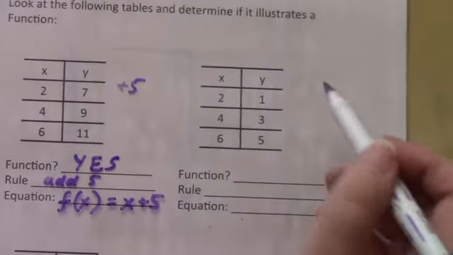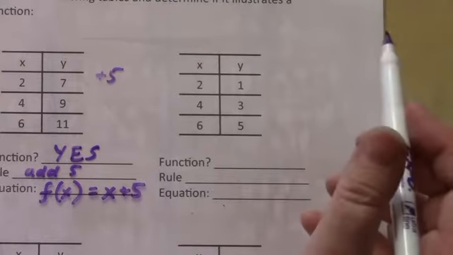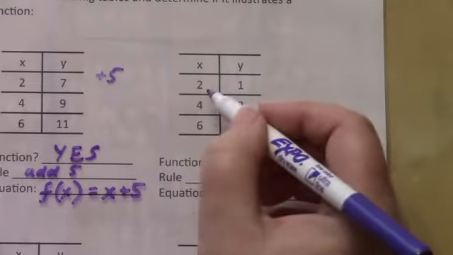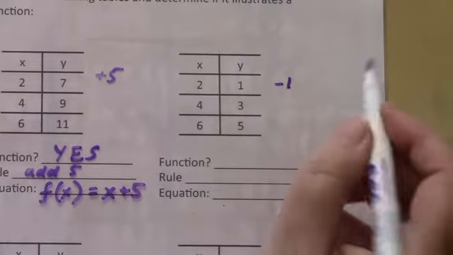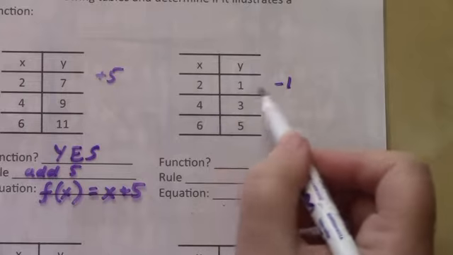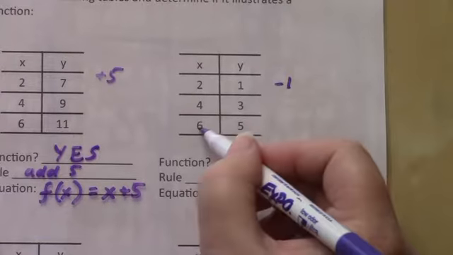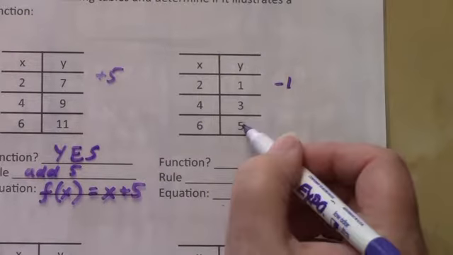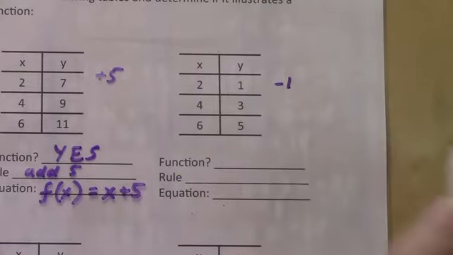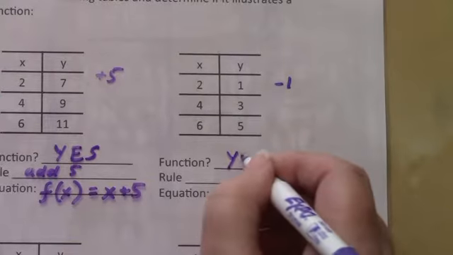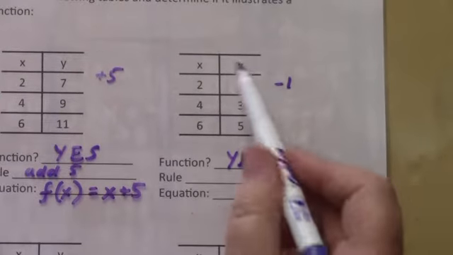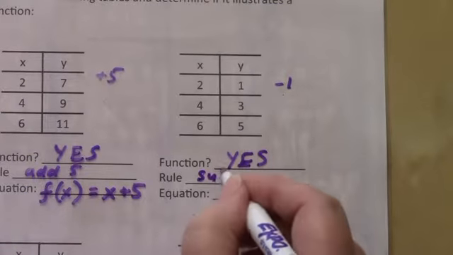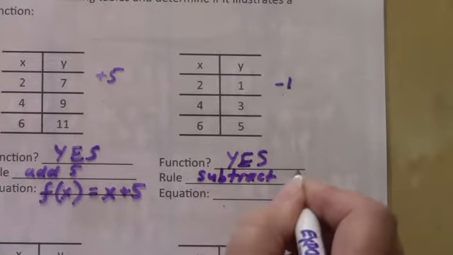So let's take a look at this one. Is this a function? The first thing we have to do is find, is there a common rule? What is happening between the 2 and the 1? Looks like I'm subtracting 1. Let's test it. Is 4 minus 1, 3? Yeah. Is 6 minus 1, 5? Yeah. These are all minus 1. Is it a function? Yes, because it's all following the same rule.